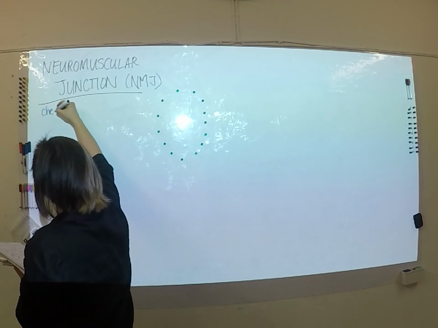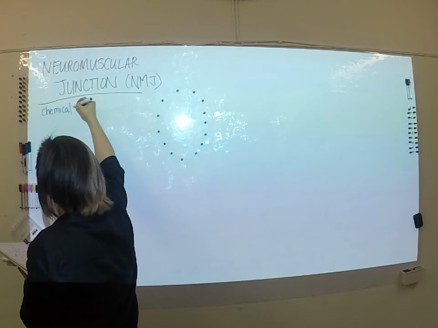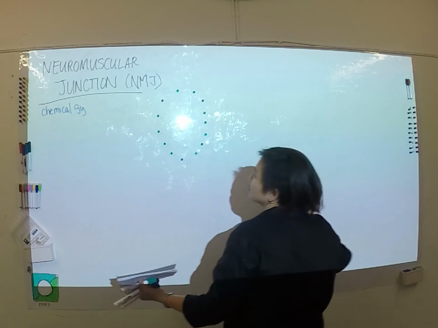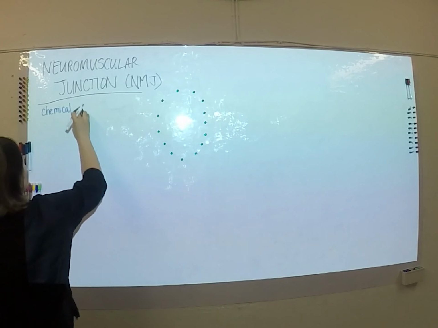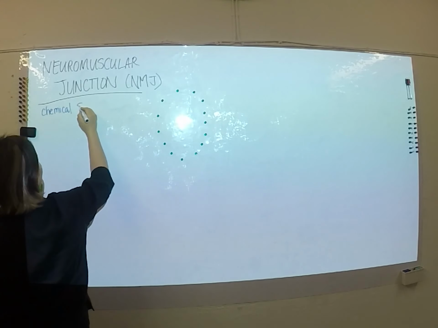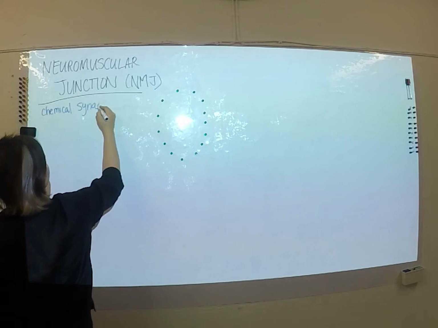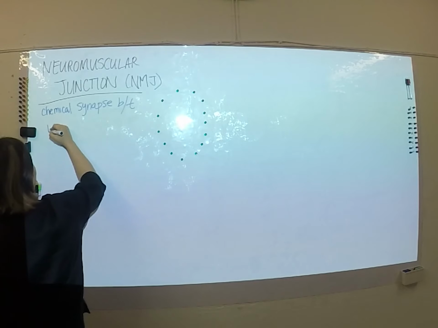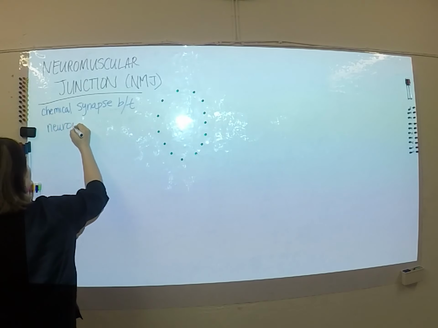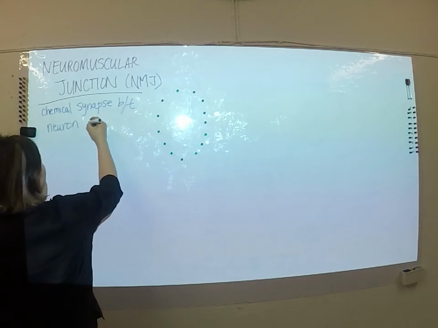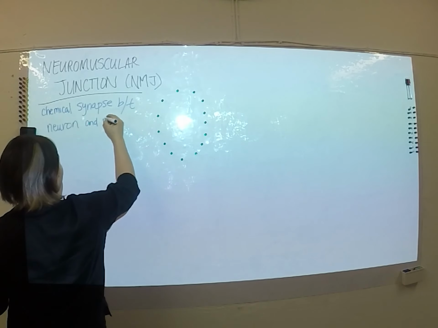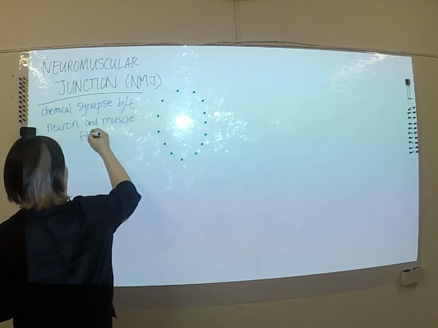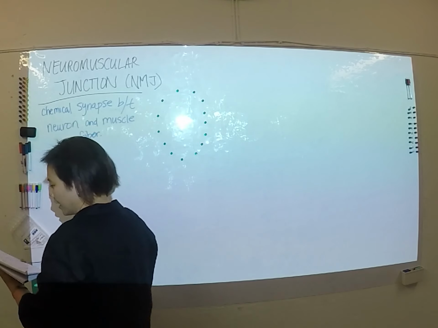So this is the chemical synapse between a neuron and a muscle fiber. Okay?